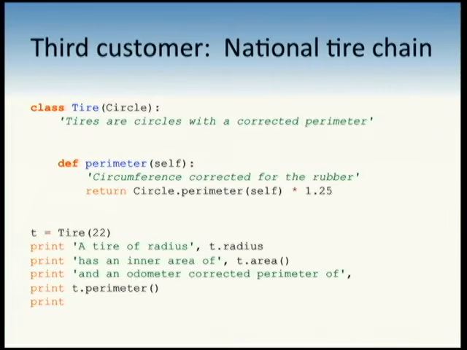So the third customer is the national tire chain. They're the ones that are going to get our office for us. And they need a customization. They track their tires by their inner radius.